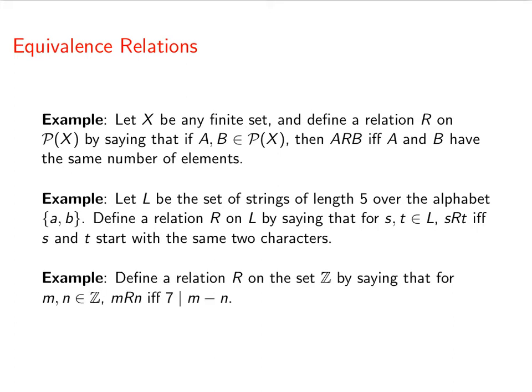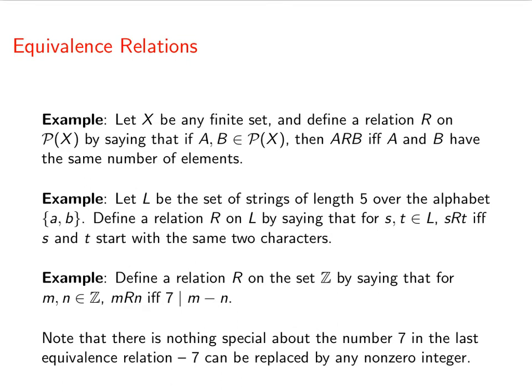Here's another one. Define a relation R on the integers by saying that for M and N that are integers, M is related to N if and only if 7 divides M minus N. So all three of these are examples of equivalence relations. You should prove that each one of these is an equivalence relation by proving that they're all reflexive, symmetric, and transitive.